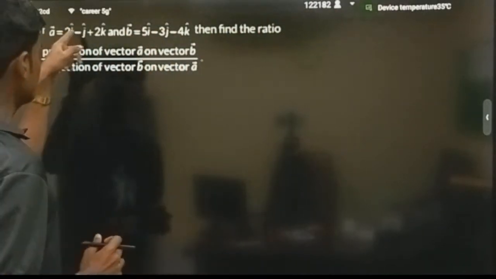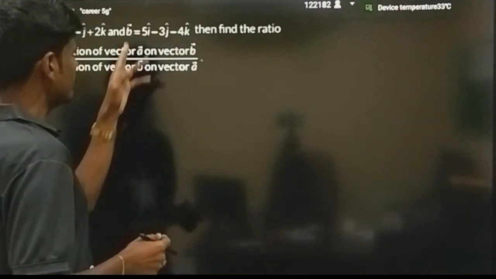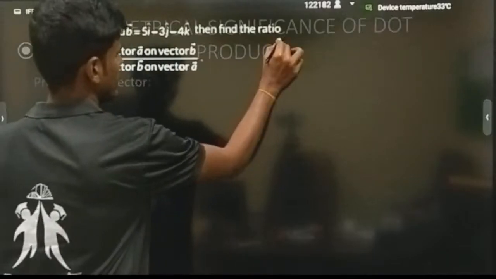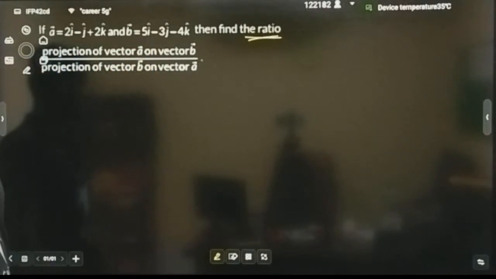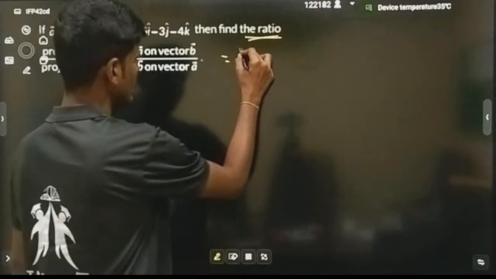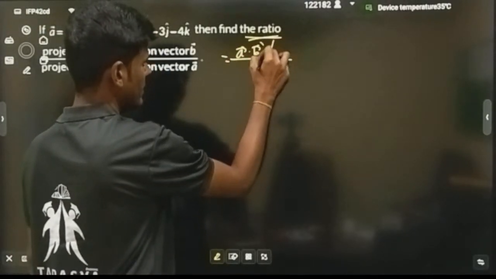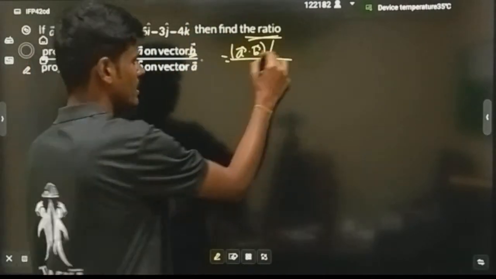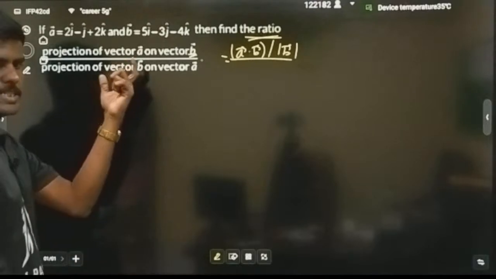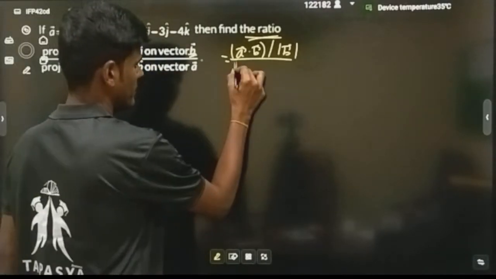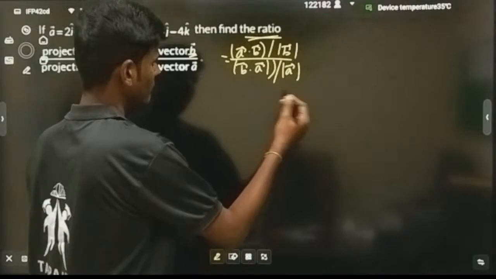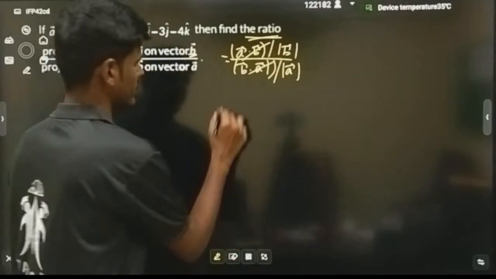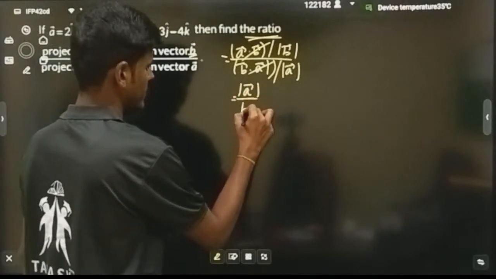Now let's do some problems for understanding this concept. If A vector is given by 2i minus j plus 2k and B vector is given by 5i minus 3j minus 4k, we should find the ratio of the projection of A vector on B vector to the projection of B on A. The projection of A on B is A dot B divided by modulus B vector, and the projection of B on A is B dot A divided by modulus A. A dot B and B dot A are the same value, so this is nothing but modulus A vector by modulus B vector.